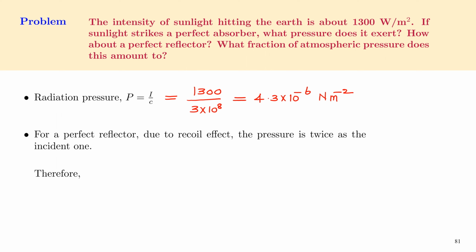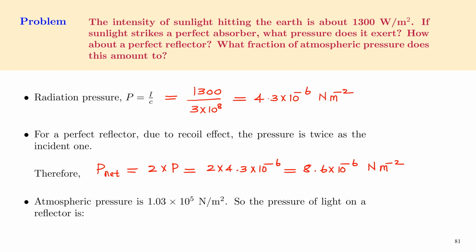For a perfect reflector, due to the recoil effect, the pressure is twice as great as the incident one. Therefore, the net pressure is 2 times the incident pressure, and this is equal to 2 times 4.3 times 10 raised to minus 6, and this is equal to 8.6 times 10 raised to minus 6 Newton per meter square.